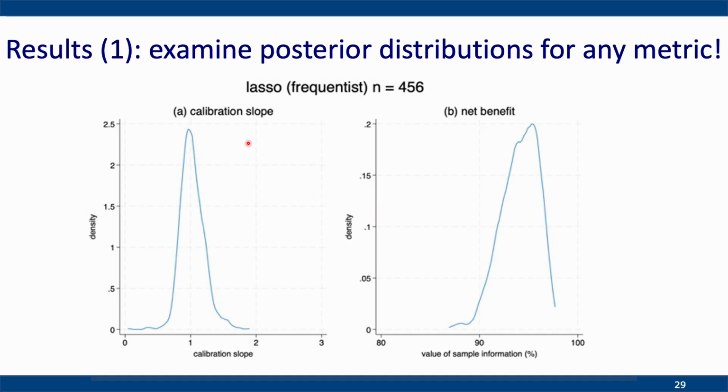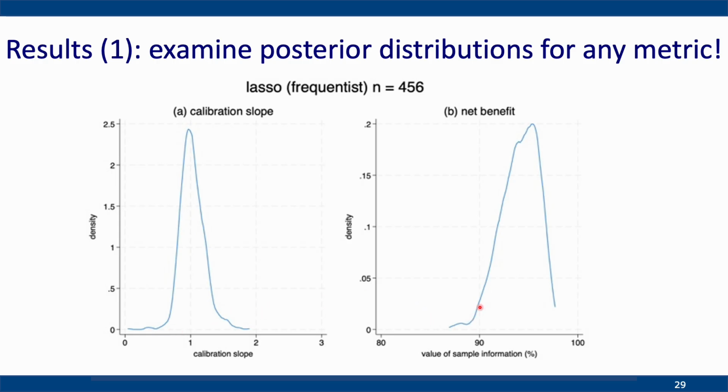Firstly, the approach, the framework, once you've been through it and it's implemented, it allows you to examine posterior distributions for any metric, and that's the beauty of it, any metric of interest. For example, let's say we're going to use a frequentist lasso logistic regression, sample size of 456. This is based on the simulation framework, this is the anticipated posterior distribution of the calibration slope. So we can see that the mean value is anticipated to be 1. And we have a particular variability around it.